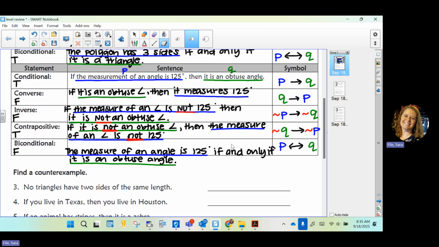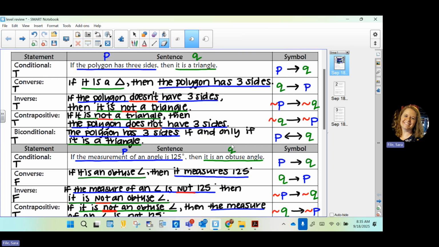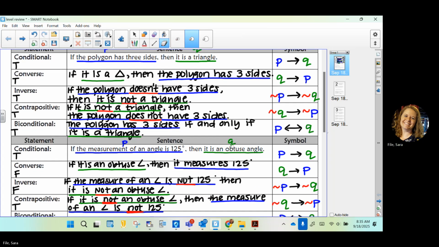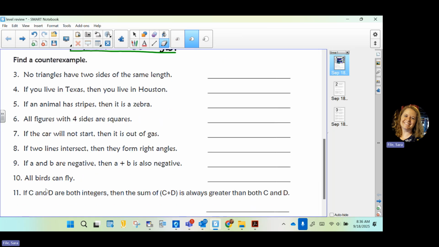All right, questions about converse, inverse, contrapositive, or biconditional? You've got to know the symbols. I'll tell you right now, those symbols are on the test. Okay, you have to know which symbolic form goes with which statement. Okay. All right, counter examples.